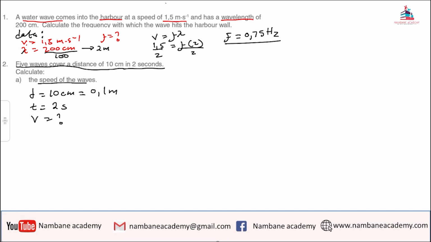How is it easy? We just write the formula. V is equal to D over T. Then this is just 0.1 divided by 2 seconds. You get your answer, which is 0.005. Let me check. 0.05 meters per second with the correct SI unit, and we will be able to say this is now 100% correct. Ladies and gentlemen, these are basic questions that you will get in grade 10.